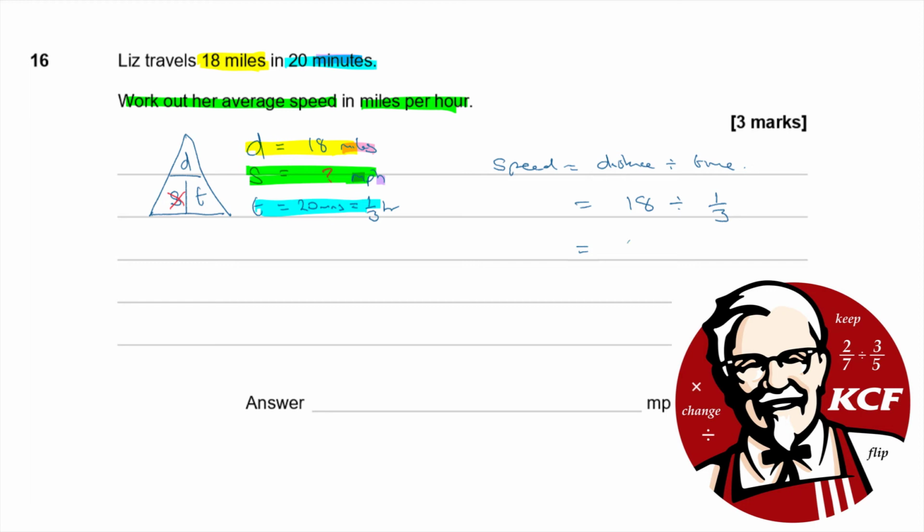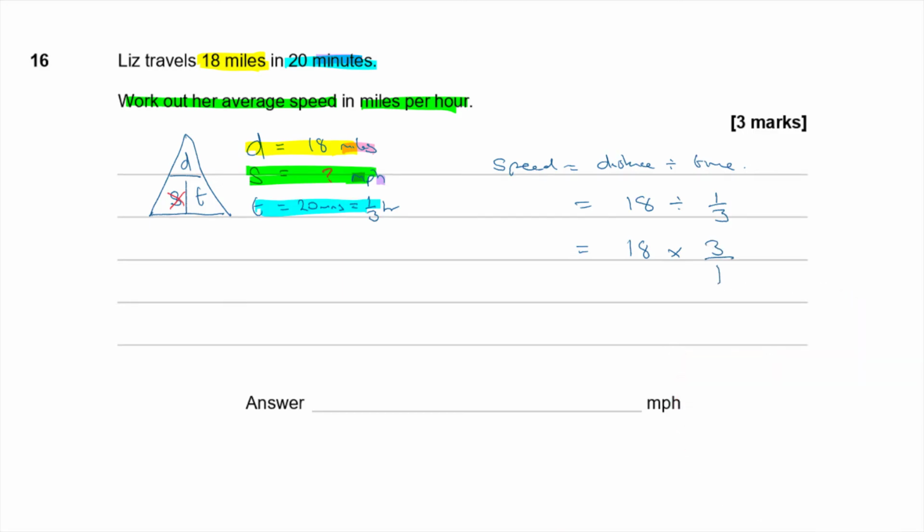Keep the first one the same, 18, change the divide into a times, and then flip the fraction over. So it's actually 18 times 3 over 1. 18 threes: 18, 36, 54. So it's going to be 54 miles per hour.